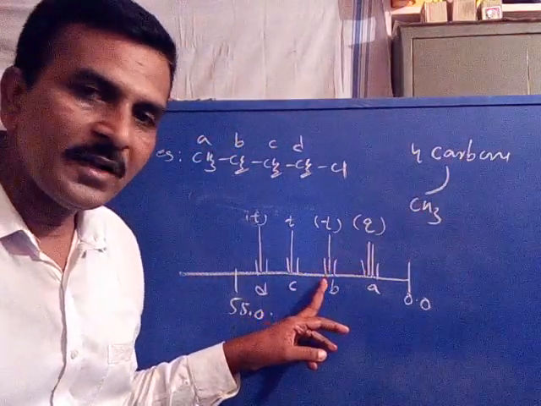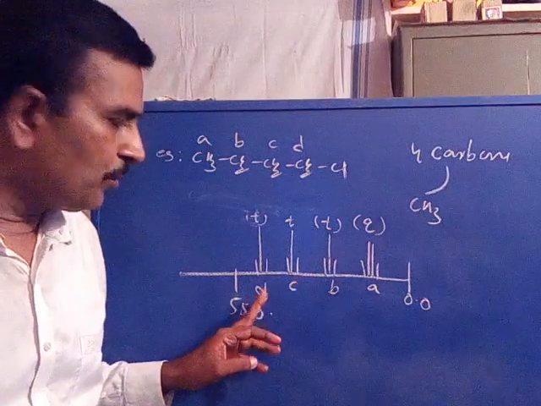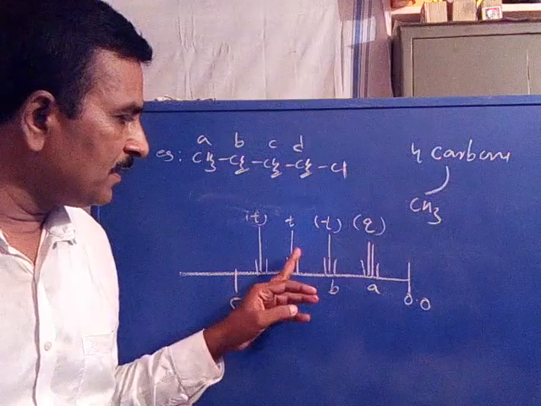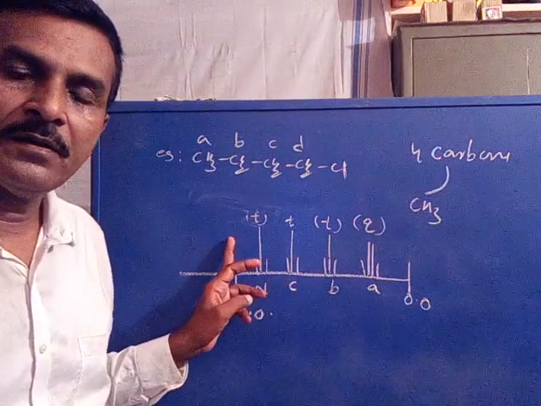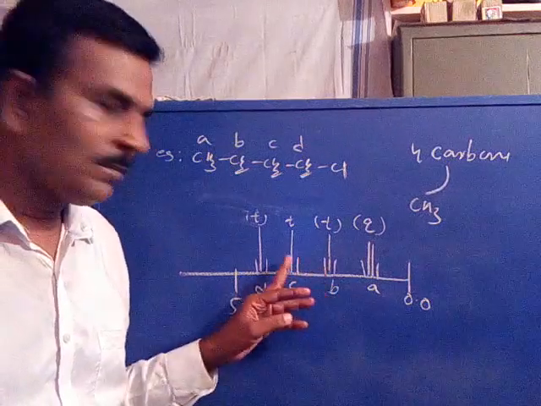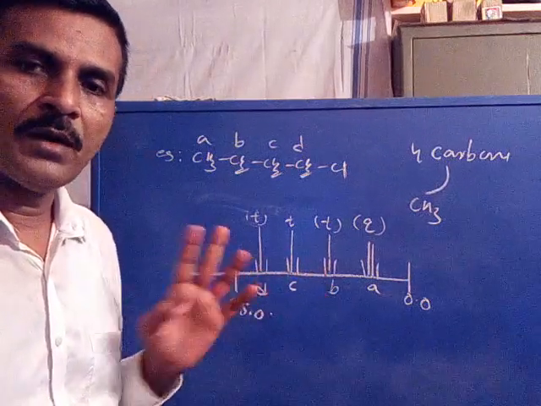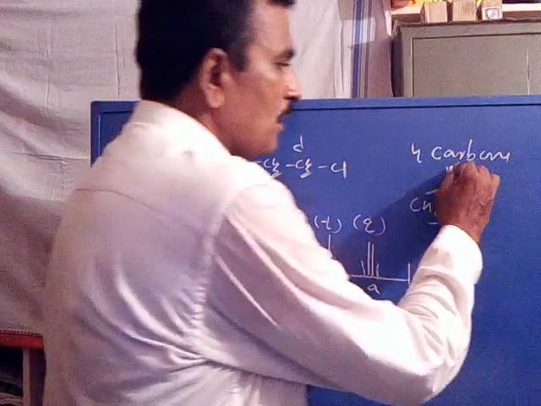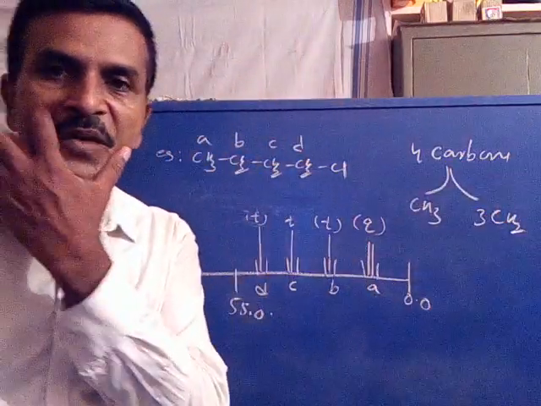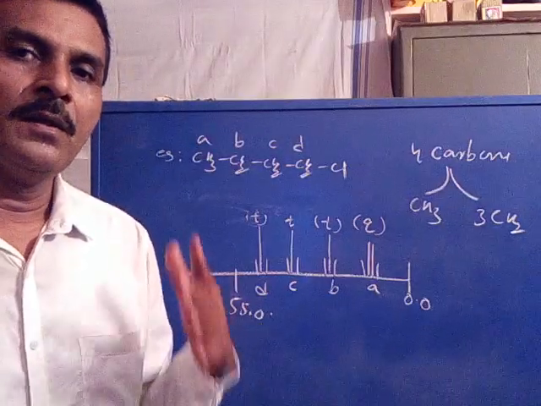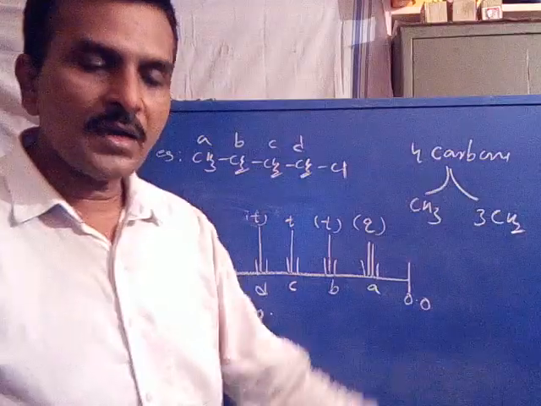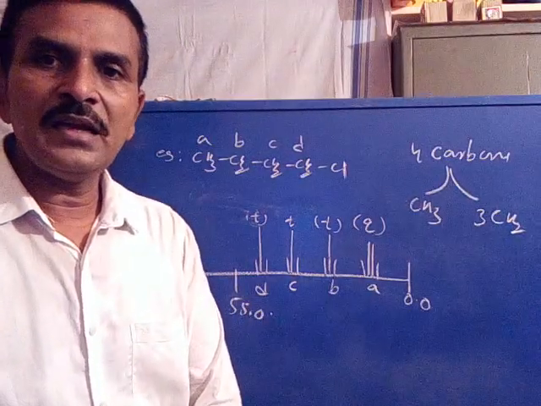Second signal, third signal, fourth signal: the multiplicity is triplet. This is a triplet, this is a triplet, and this is also a triplet. What does it indicate? CH2 carbon. So there are 3 CH2 carbons. How can we identify it? Based on the multiplicity. A triplet belongs to a CH2 carbon. A quartet always belongs to a CH3 carbon.